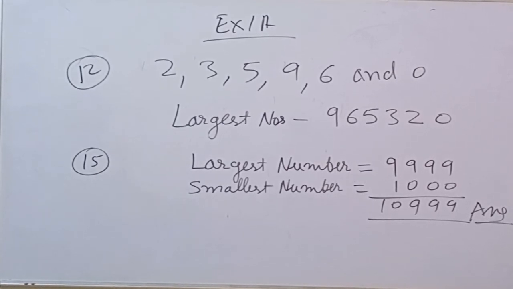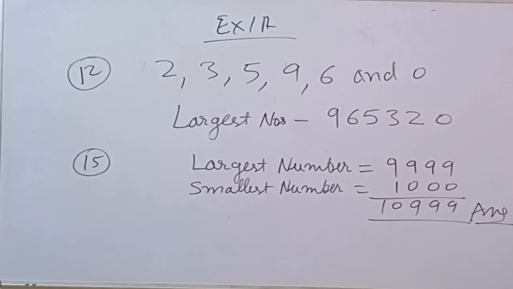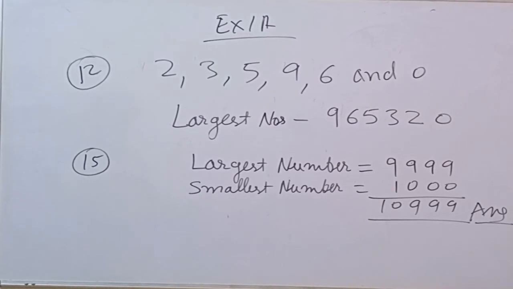Now we are taking question number 15, in which we have to find the sum of the largest and the smallest 4-digit number. What is the largest 4-digit number? That is 9999, and the smallest 4-digit number is 1000. So the sum of that: add 9999 plus 1000, and it is 10,999. So 10,999 is the sum of the largest and the smallest 4-digit number.